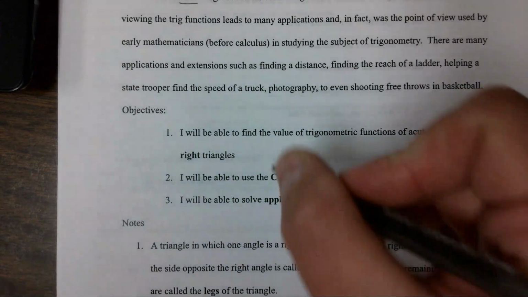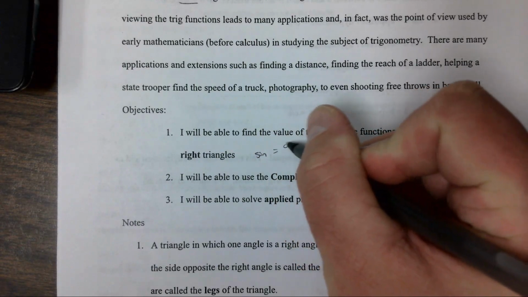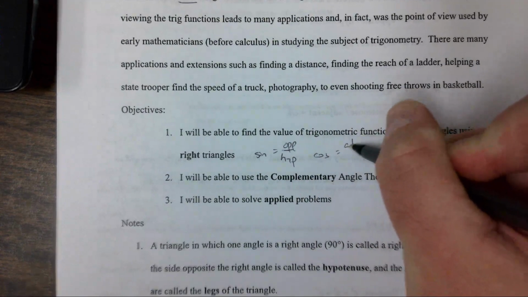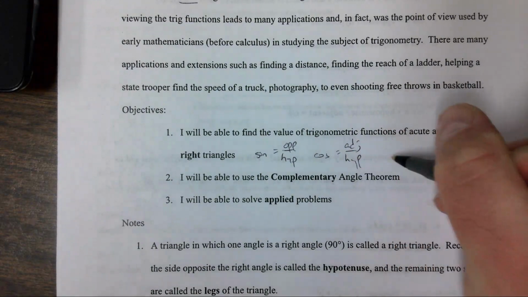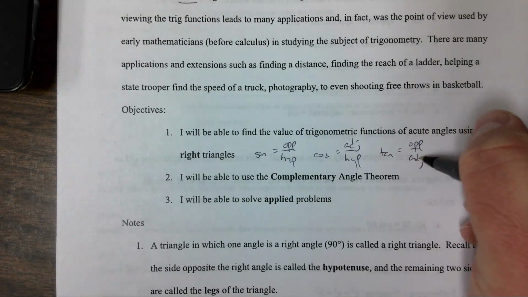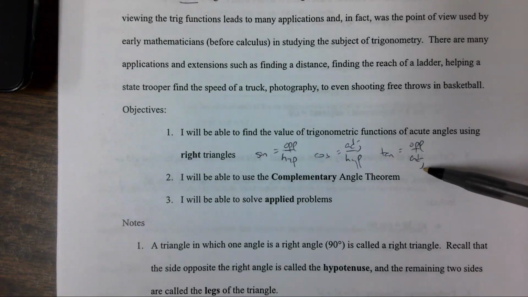In particular, sine is opposite over hypotenuse, cosine is adjacent over hypotenuse, and tan is opposite over adjacent. So that's going to be your ratio of side lengths in a triangle.